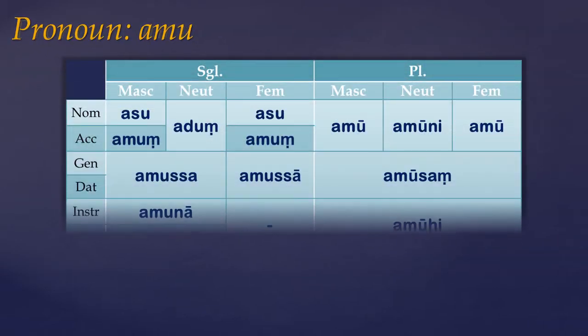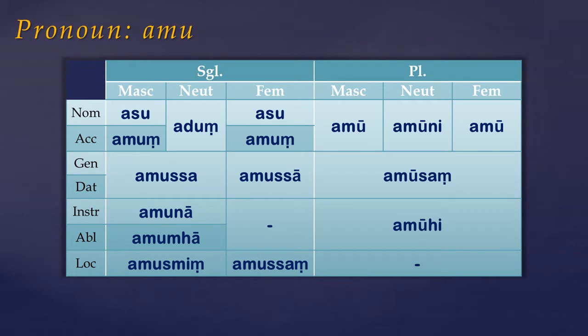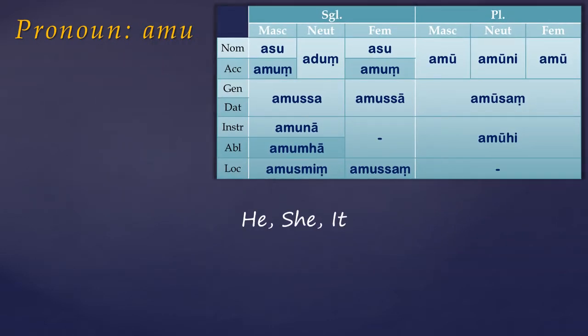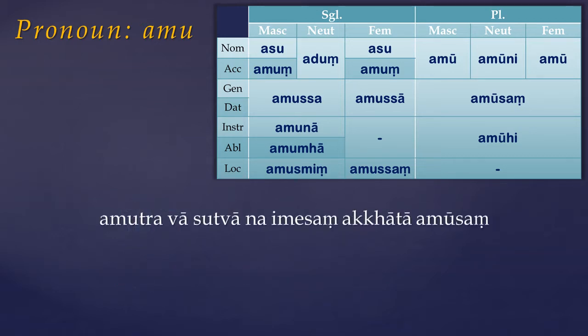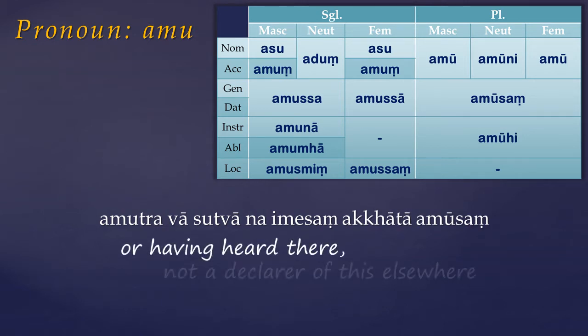So we start with the pronoun amu. Amu is a less frequent demonstrative pronoun. I don't think there's a full paradigm for it. Unlike all demonstratives, it can stand as a third-person pronoun, he, she or it, but is deictic like idang, meaning that it refers to something which is present. It usually is used in comparisons for something that is more remote than something else. That over there, as opposed to this over here. So if we take an example, this means something like having heard there, not a declarer of this elsewhere. And note here that akata is the nominative singular of the agent noun akata, to declare.